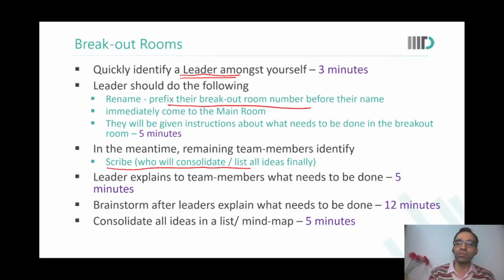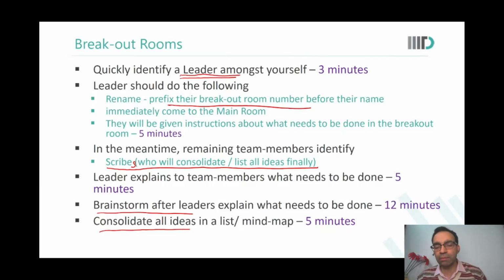amongst yourself or two people amongst yourself who are called scribes. You will consolidate and list all the ideas finally. The leaders will come back to the room, explain what needs to be done, and then you will brainstorm. The leaders will come back and tell you the problem also, which problem you need to brainstorm on. And then finally, just take 5 minutes to consolidate all those ideas into a list. Mind map अभी आपने tool नहीं लिया होगा, सबके पास नहीं होगा tool, but at least list them down, consolidate them into one list. Are we ready?